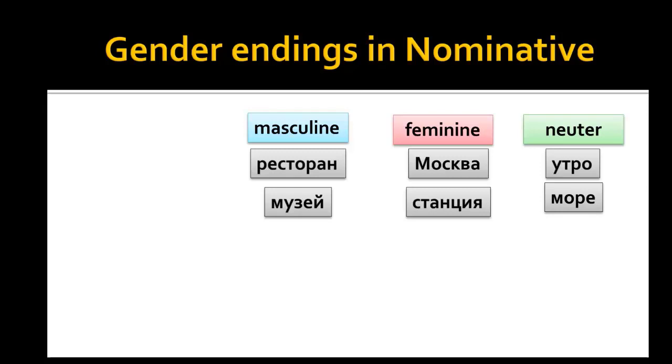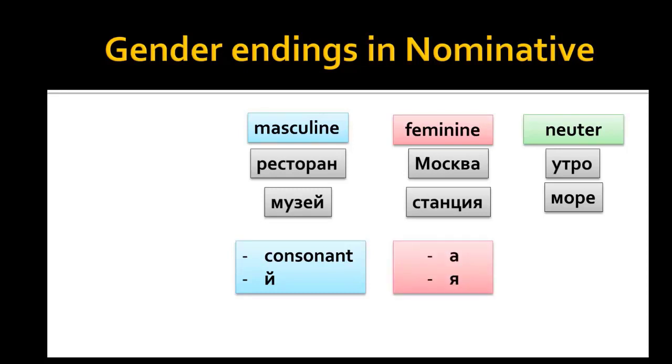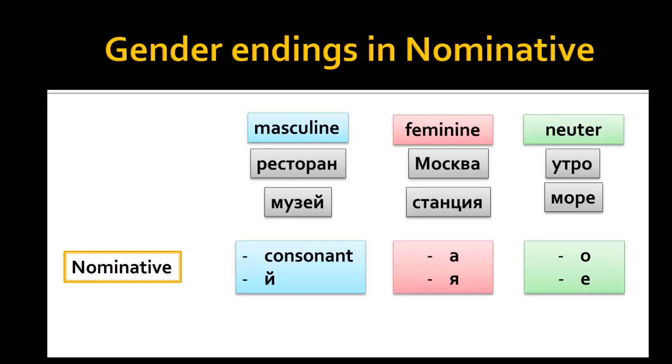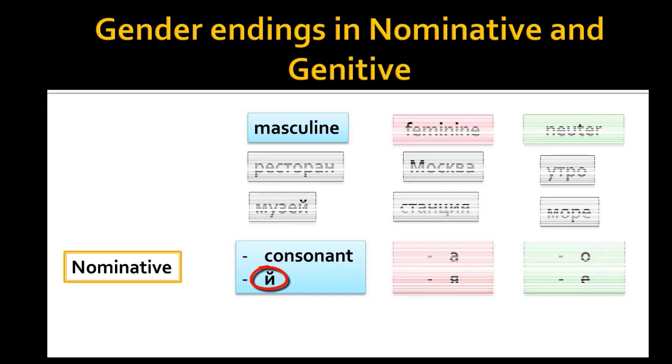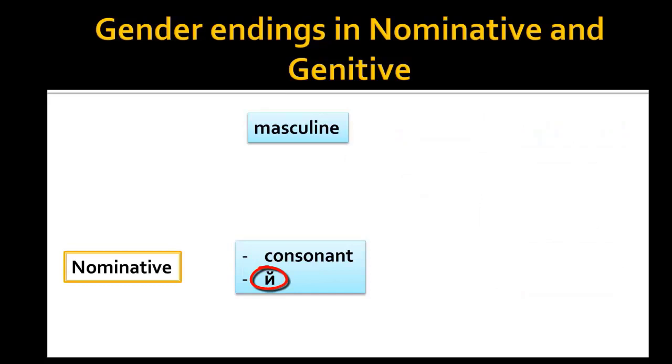So let's review the endings in the nominative case. Masculine nouns end in a consonant or a soft consonant й. Feminine nouns end in a or ya, and neuter nouns end in o or ye. These are nominative endings. Now you might be confused why we separate the consonant й from other consonants in masculine. It is because unlike any other consonant, the consonant й can disappear when the form of the word changes. Let's take a look.